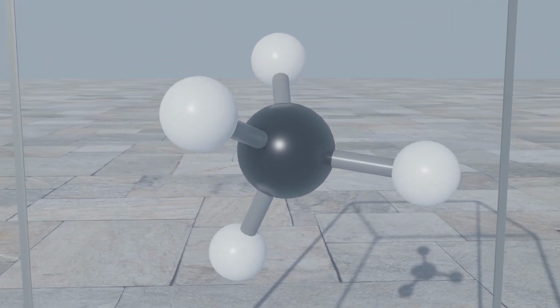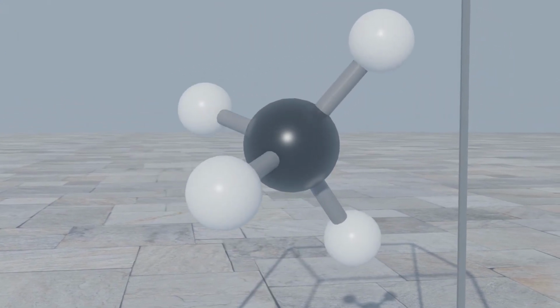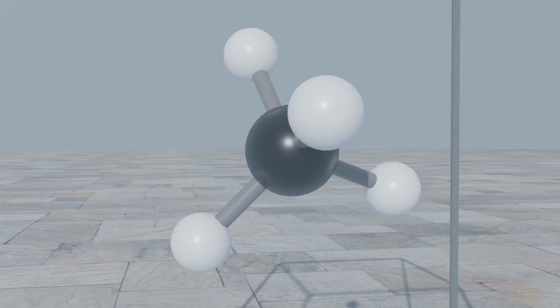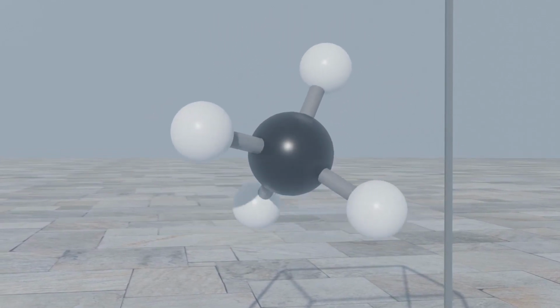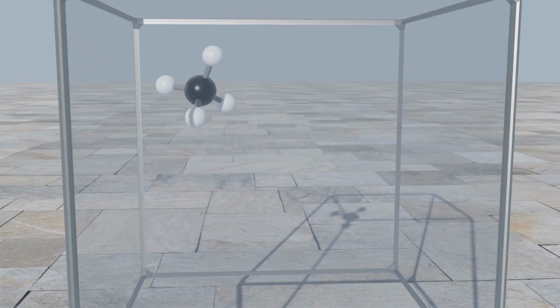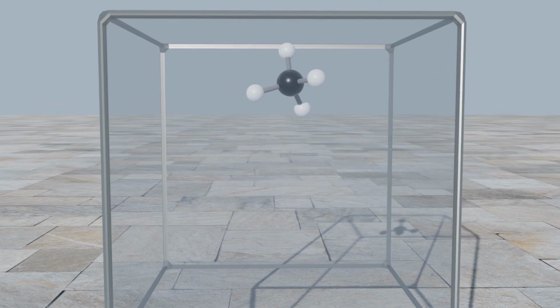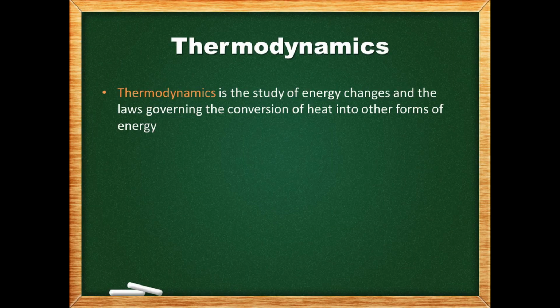There is kinetic energy due to the rotation of a molecule about its center of mass. This is known as rotational energy. There is also vibrational energy due to the vibrations of atoms within the molecule. Finally, there is kinetic energy associated with gas molecules as they move linearly from one place to another. This is translational energy.